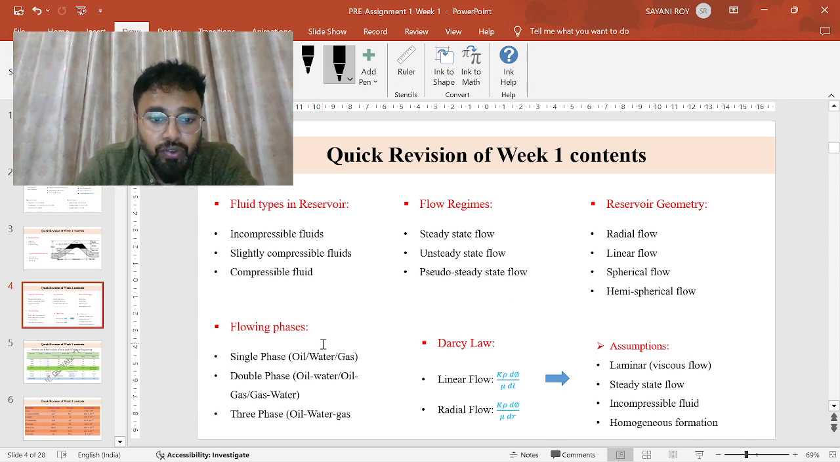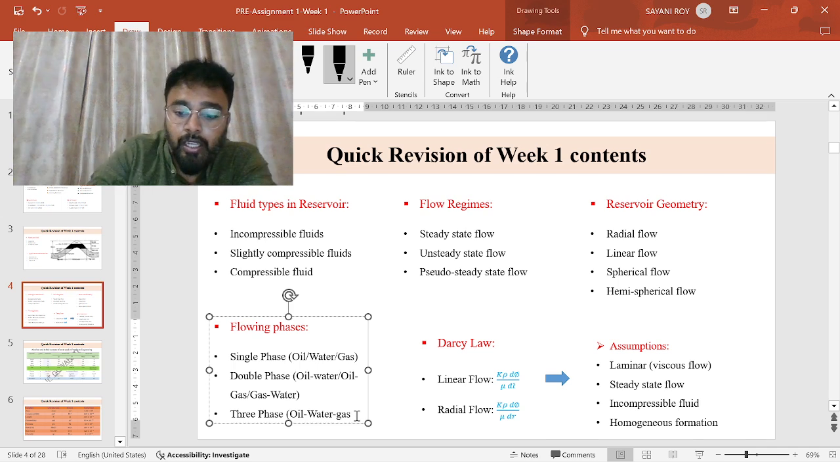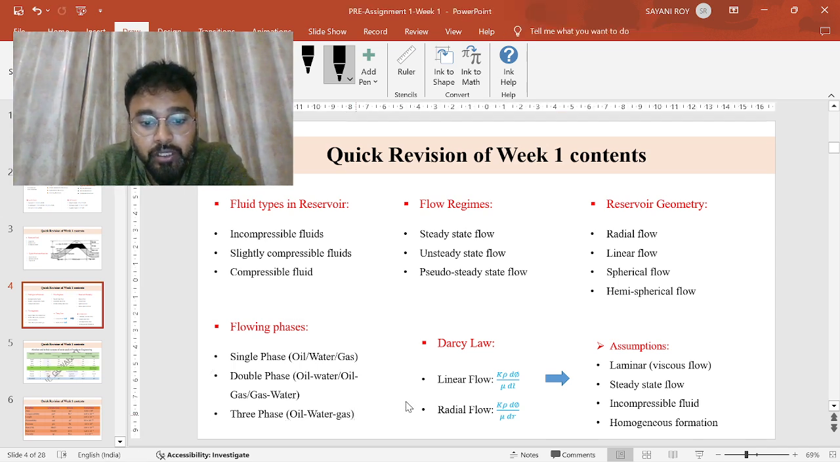Then there are flowing phases. There can be a single phase, meaning only oil or water or gas is flowing. Then there is two-phase flow, where oil and water are flowing together, or oil and gas, or gas and water. Then there is three-phase flow, in which oil, gas, and water are all flowing together.